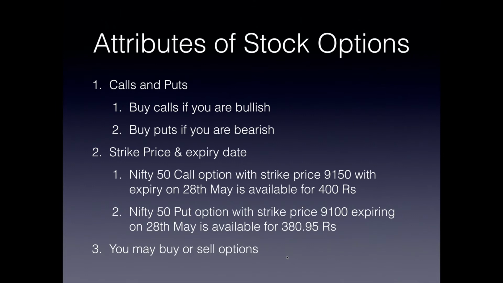This is because the intrinsic value of an option decays exponentially as the expiry date comes near. So to give you an example of what an option is, right now there is a Nifty call option available at rupees 400, and the strike price of this call option is 9150, and the expiry date is 28th of May. What it means is you are paying right now 400 rupees so that you will be able to buy 75 units of Nifty on 28th of May at price 9150. I said 75 because for this particular option the lot size is 75.